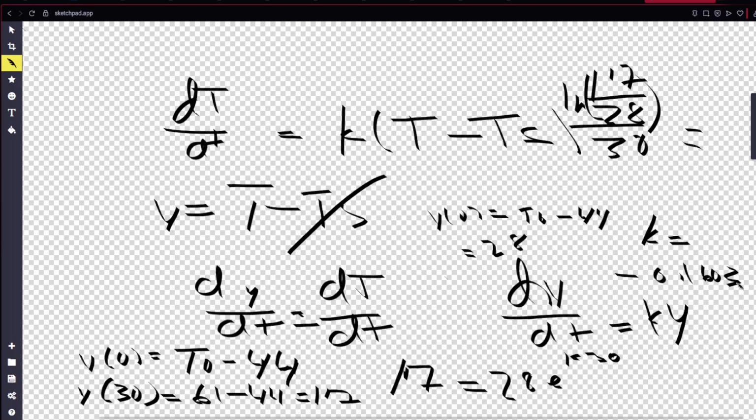And then we get the form T of t is equal to 44 plus 28 e to the negative 0.1603 t. So pretty ingenious stuff here. We found the k and we modeled it using the exponential function again, which was pretty smart. And that's how you model temperature. I'm not too sure how that equation was originally figured out, but that's the answer to this question.